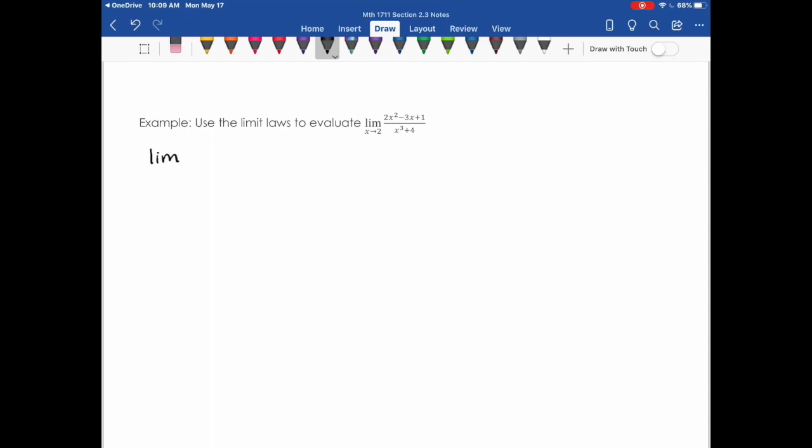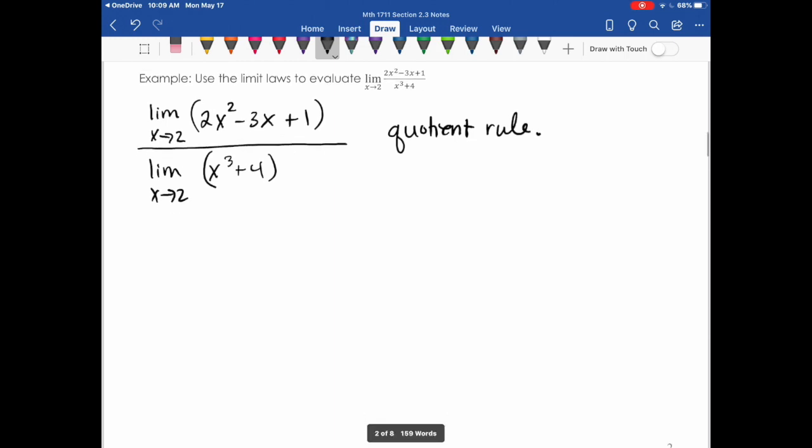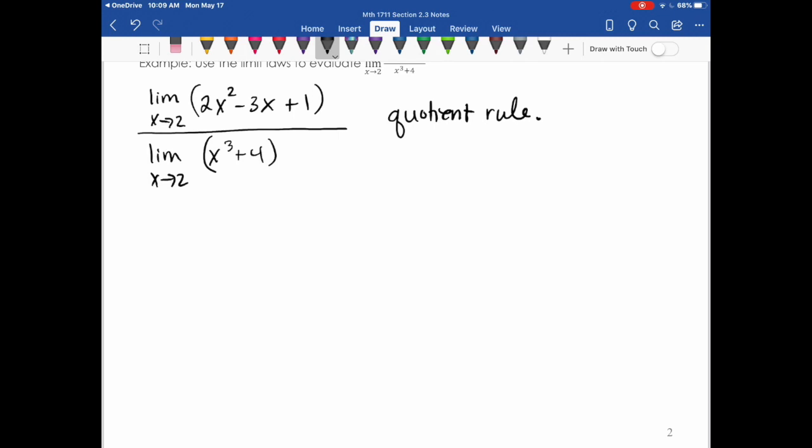So I'm going to take the limit as x approaches 2, and I'm going to split it up where I have a limit on the top and a limit on the bottom. 2x squared minus 3x plus 1 divided by the limit as x approaches 2 of x to the third plus 4. And again, I can do this because I'm not concerned about getting 0 in the denominator in this case. So this is the quotient rule. Okay, the next step, I'm going to apply the sum and the constant multiple law.